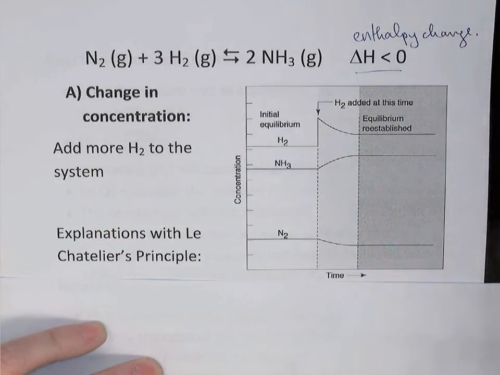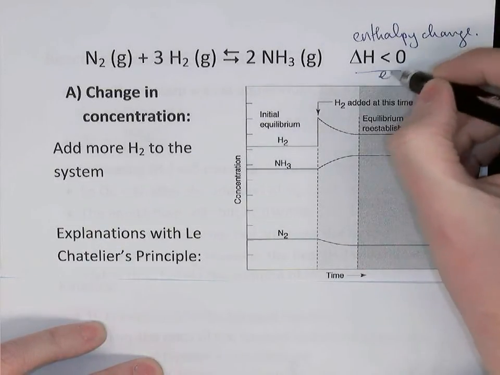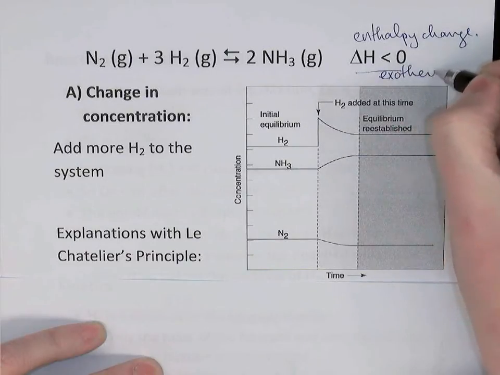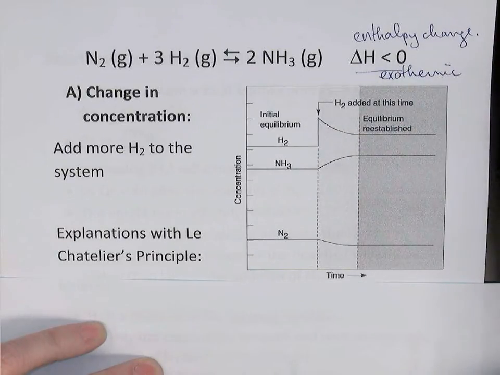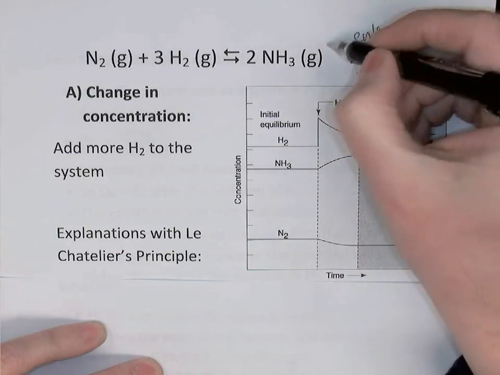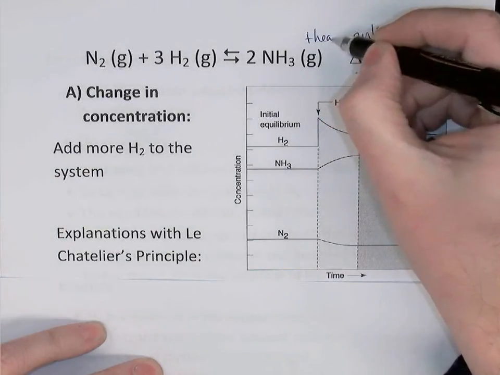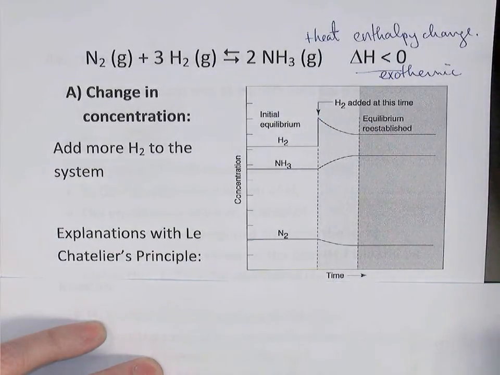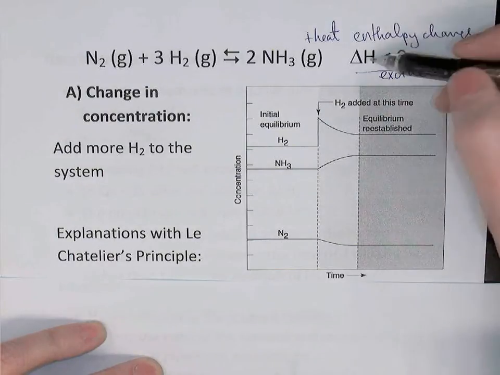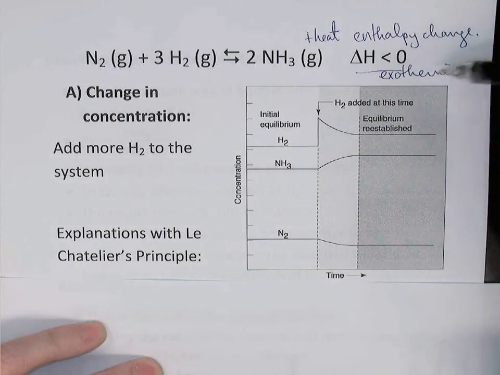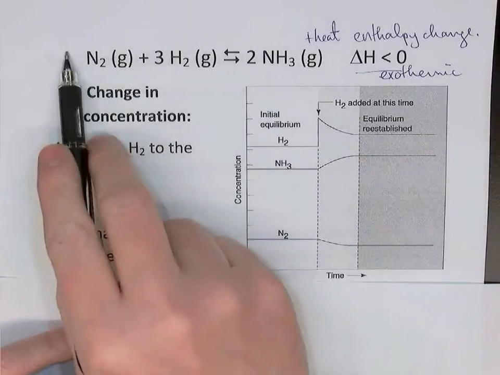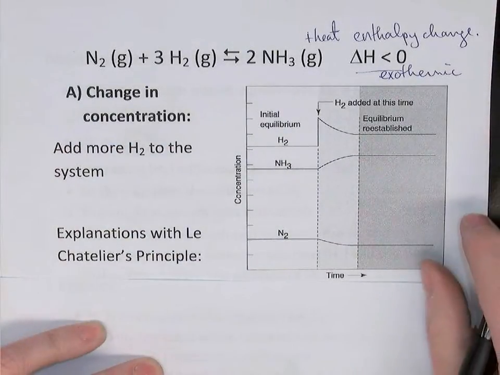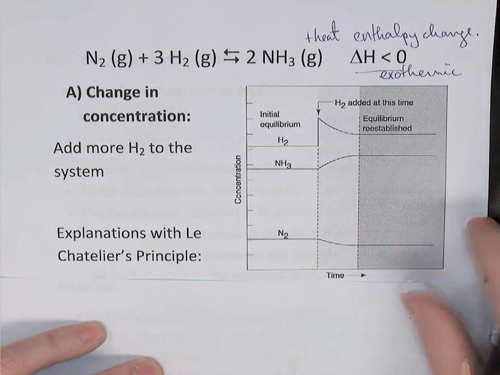When delta H for a reaction is negative, this reaction is said to be exothermic, and therefore we would write the word heat on the right-hand side of the equation along with ammonia. If delta H were positive, it would be endothermic, and we would write the word heat over here on the left beside the nitrogen and hydrogen.